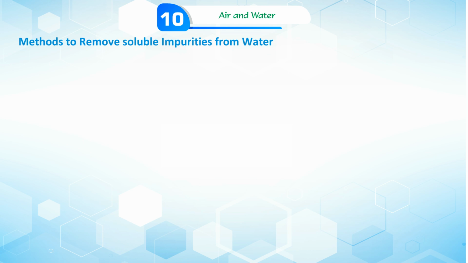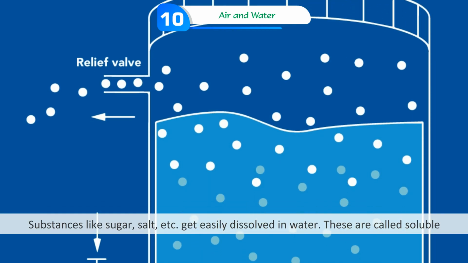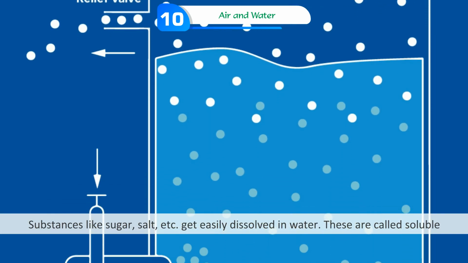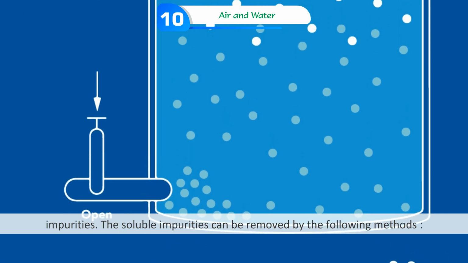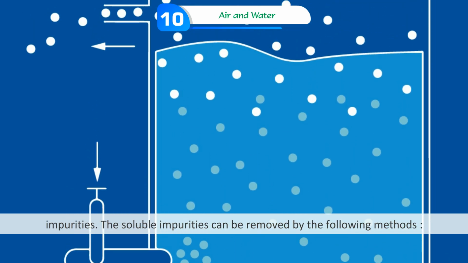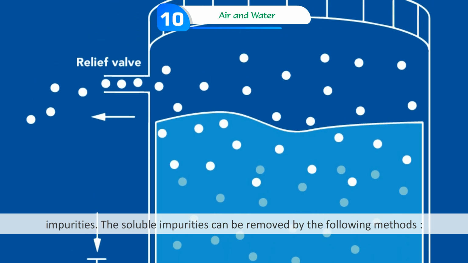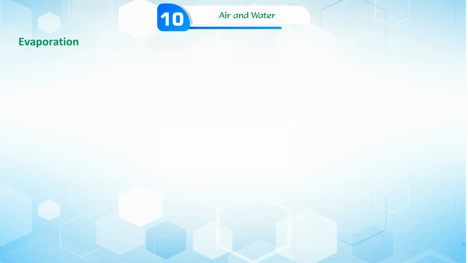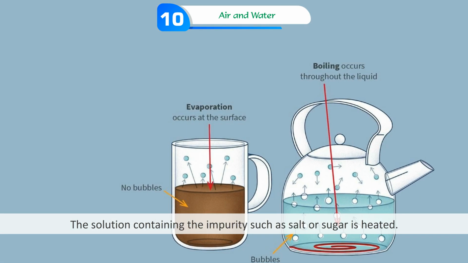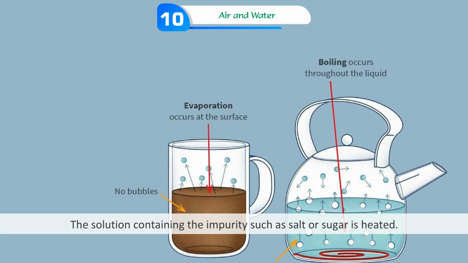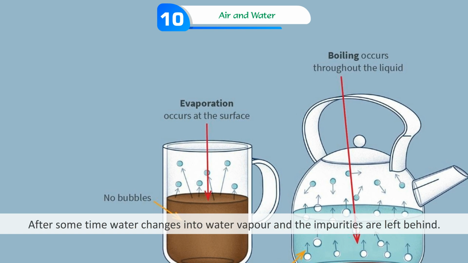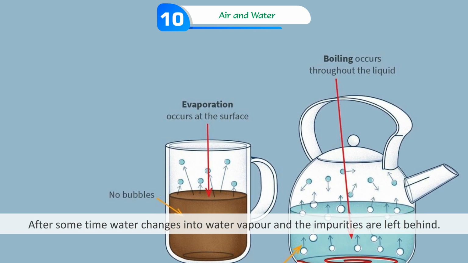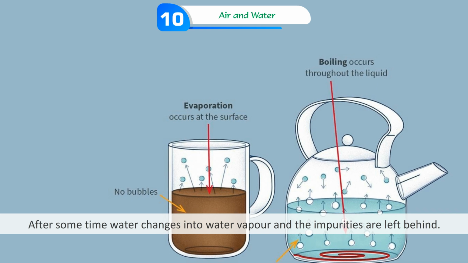Methods to remove soluble impurities from water. Substances like sugar, salt, etc. get easily dissolved in water. These are called soluble impurities. The soluble impurities can be removed by the following methods. Evaporation. The solution containing the impurity such as salt or sugar is heated. After some time, water changes into water vapor and the impurities are left behind.